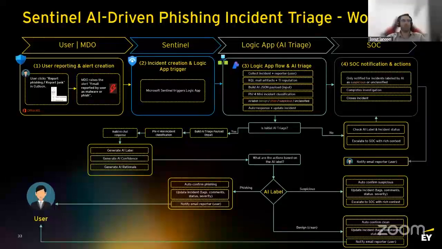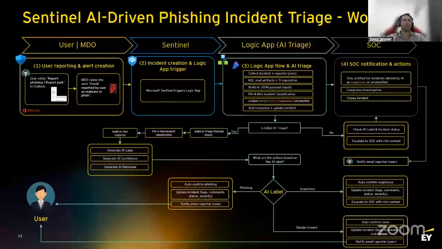So going back to the Sentinel AI-driven phishing incident triage use case, which automates basically the full life cycle of a user-reported phishing event, combining capabilities from Microsoft Defender for Office, Microsoft Sentinel, Logic Apps, and a dedicated AI model for this use case. So the objective is to accelerate the incident handling, reducing SOC analyst workload, and basically delivering real-time notification to both SOC and end users.